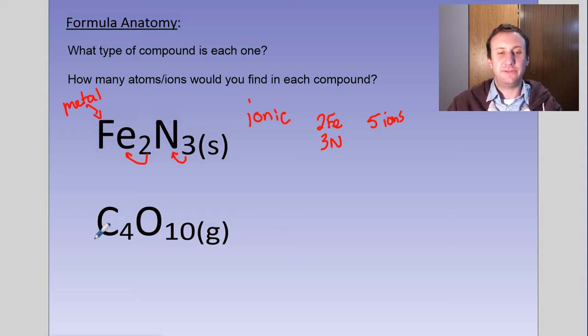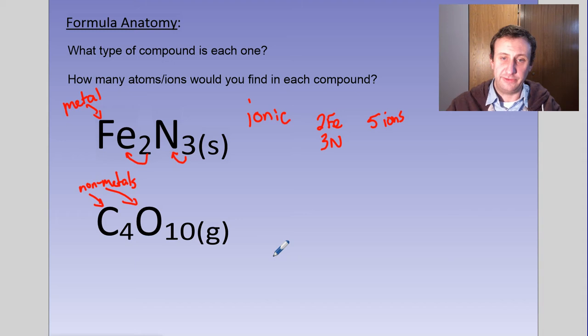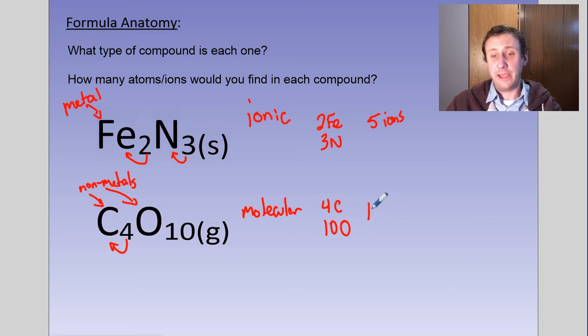All right, going to this, C4O10. This is molecular, and the reason why is that these are both non-metals. By the way, the metal will always be first in ionic, so you just have to check the first element, and that will actually tell you. So this means that this is a molecular compound. So what do I have for atoms in here? Well, I have 4 carbons, right, because the 4 comes after the C, and then I have 10 oxygens. So that means in total I have 14 atoms hanging out in this formula. So that's a little bit of the anatomy of how this actually looks.